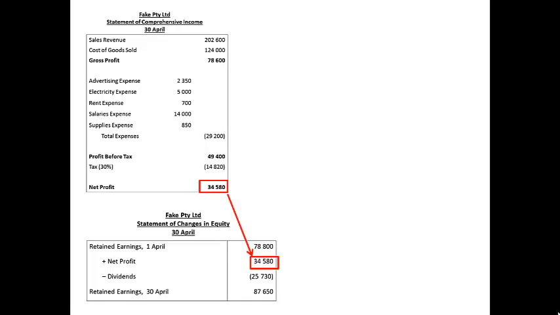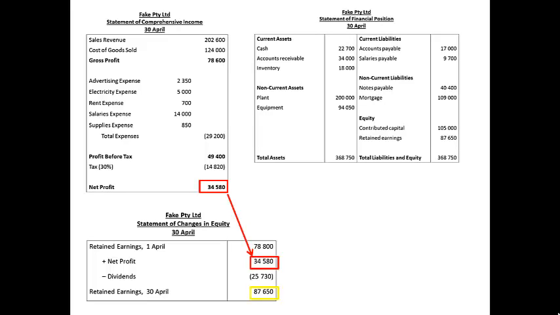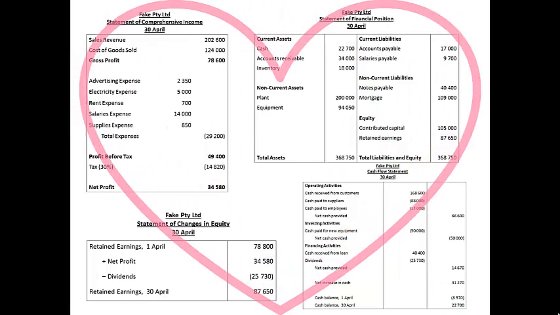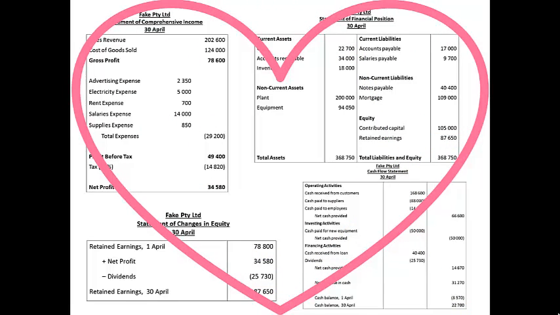The net profit balance that is produced on the statement of comprehensive income is used in the statement of changes in equity to find the retained earnings. Speaking of which, the retained earnings balance appears on the statement of financial position, as does the ending cash balance of the cash flow statement. So as you can see, this relationship is pretty deep. So that sums up financial statements.